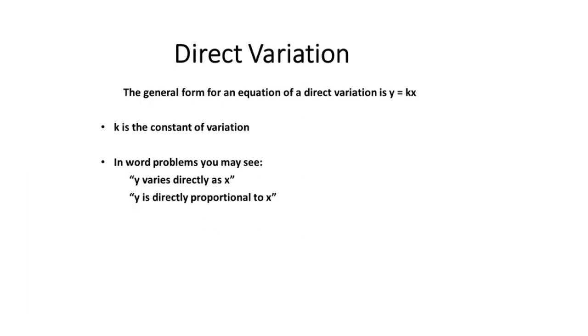All right, we are going to be going over direct, inverse, and joint variations. Direct and inverse variations you have done previously in Algebra 1, but joint variations are new. So we're basically reviewing over the direct and inverse variations. The general form for an equation of a direct variation is y is equal to k times x, where k is the constant of variation. In word problems, and we will be doing word problems, you may see it shown as y varies directly as x or y is directly proportional to x.